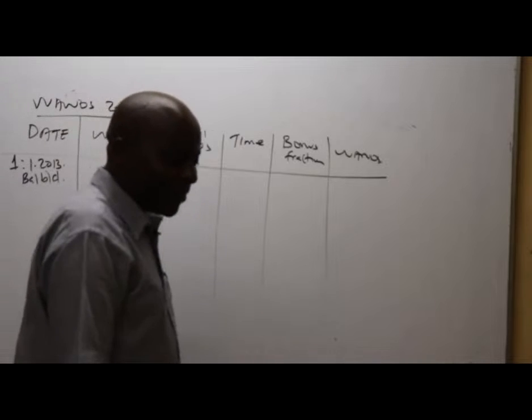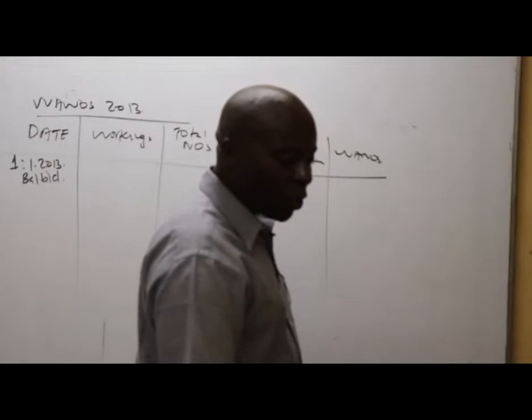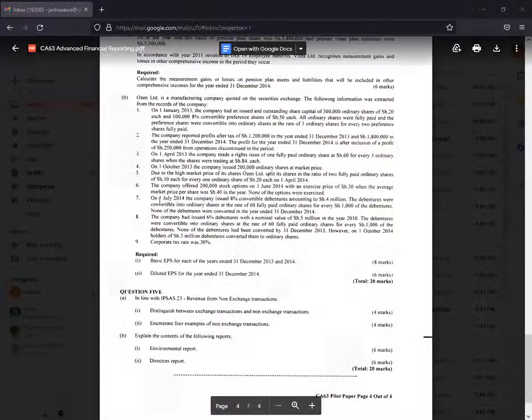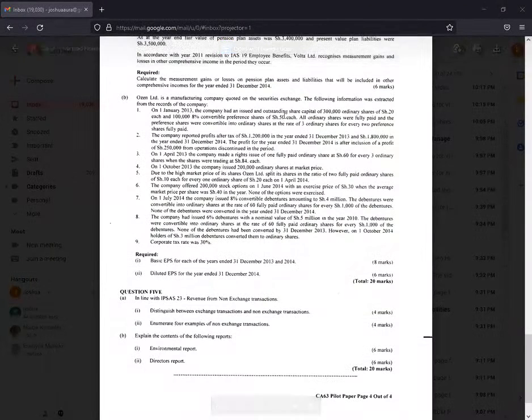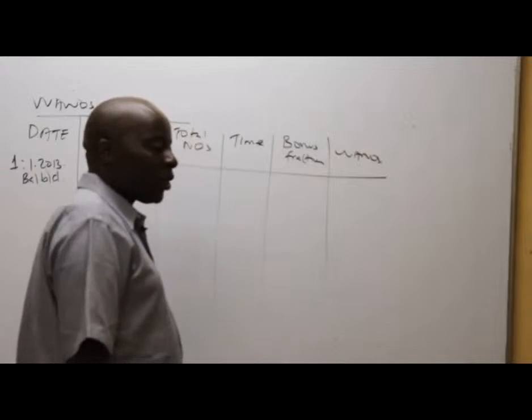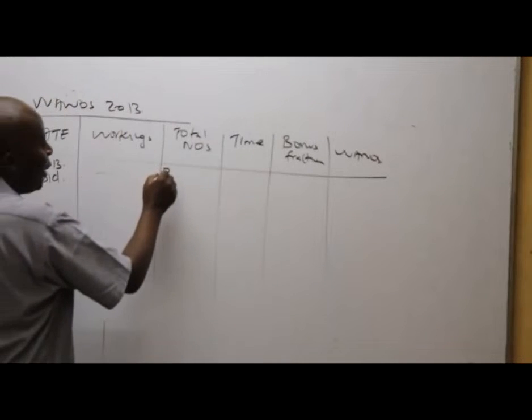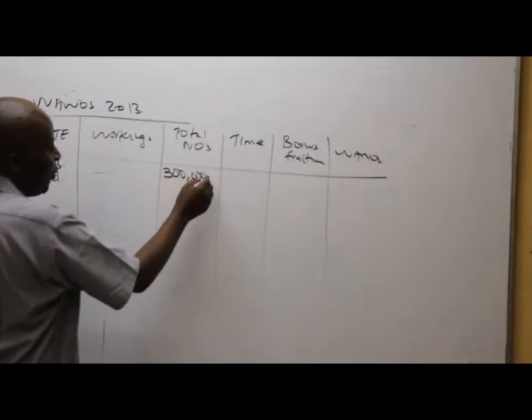300,000? Please don't bring preference shares here. Here we are only bringing one-offs. We are only bringing a number of ordinary shares. So in this case, on 1st of January, the company had an issued and outstanding share capital of 300,000 ordinary shares. And please remember, we bring the number of ordinary shares. So in this case, balance brought down, here is the working. So the total number that we began with was 300,000.